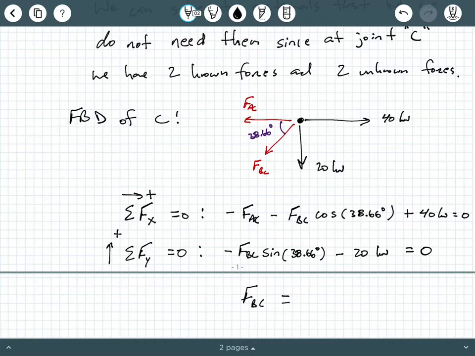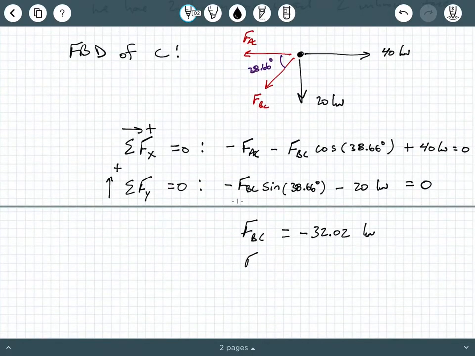So I can solve for FBC directly from my vertical equilibrium equation, and that ends up being 20 kilonewtons divided by sine of 38.66. When I do that, I get a negative 32.02 kilonewtons. And what does that negative indicate for us? Well, that negative indicates compression, 32.02 kilonewtons in compression, which means that FBC is actually going to be pointed at the joint, at joint C.